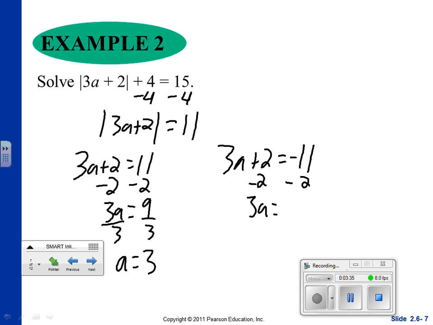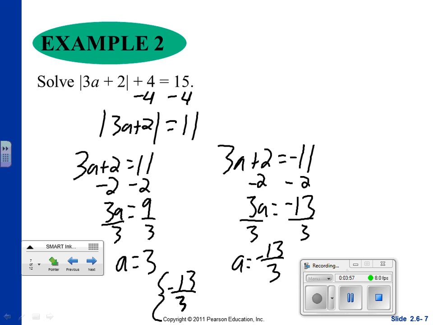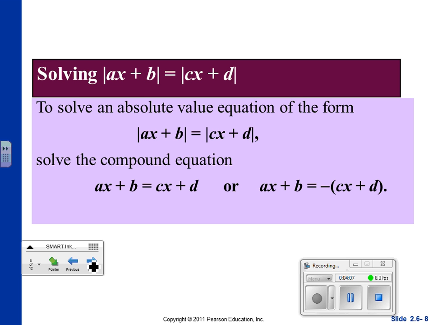make sure you're careful with these negatives. Negative 11 and the negative 2 is negative 13. If it helps, you can check those with the calculator. Divide by 3. And again, since 13 doesn't divide evenly by 3, I'm just going to leave that as an improper fraction. So our two solutions, negative 13 over 3 and 3. So you're probably thinking to yourself, we're always going to have two solutions, right? Not always. There is a special case we're going to get to here in a minute.